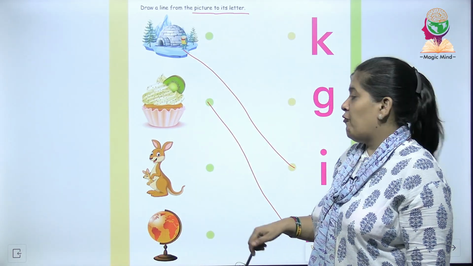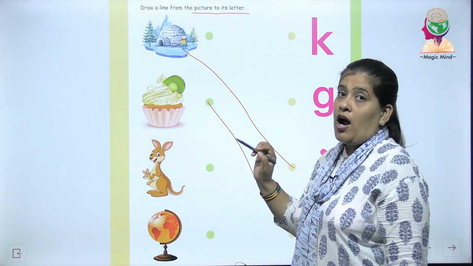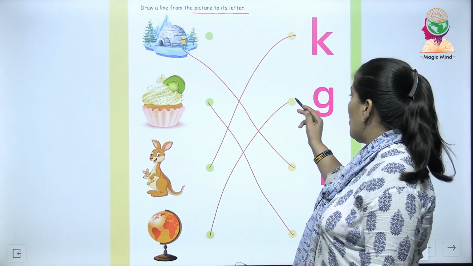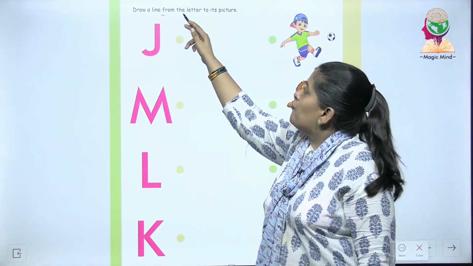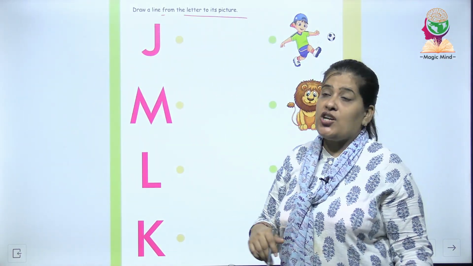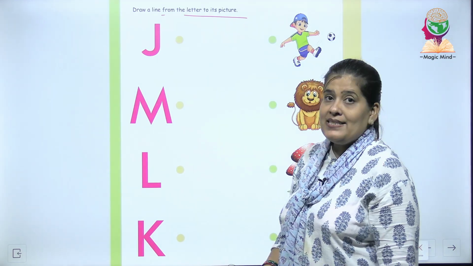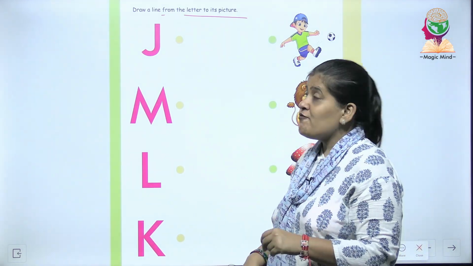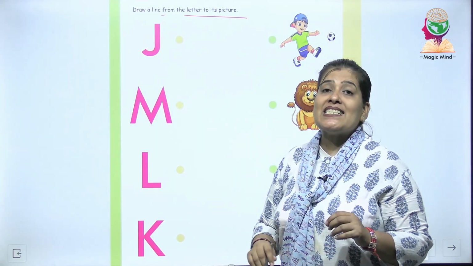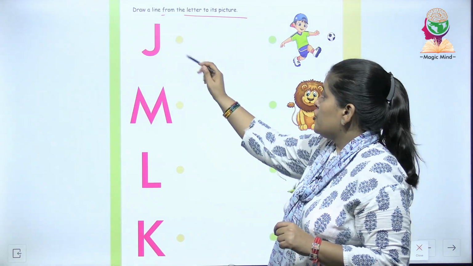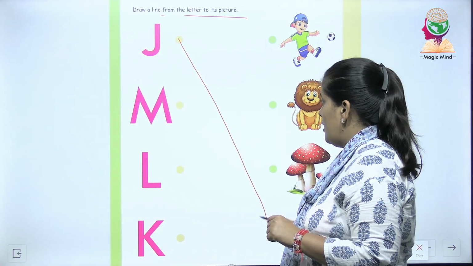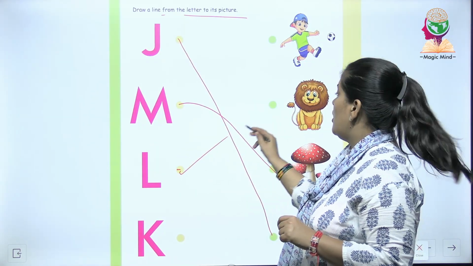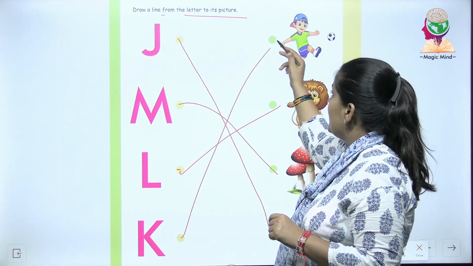M for muffin. Next picture is of K for kangaroo, K for kangaroo and G for globe. Draw a line from the letters to its picture. So there are some letters and in front of letters there are some pictures. You have to match the letter to its correct picture. So J for joker, M for mushroom, L for lion and K for kick.